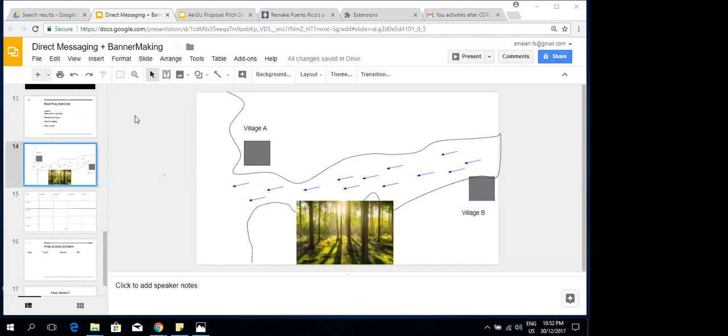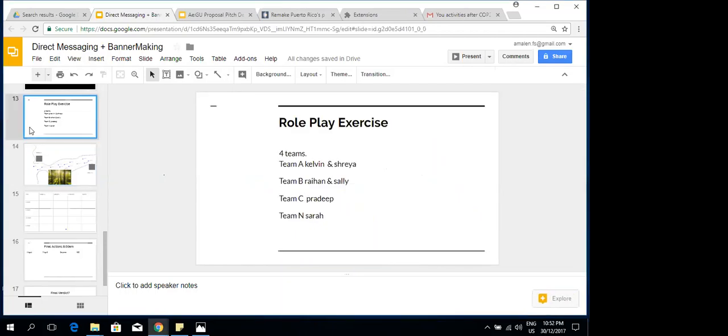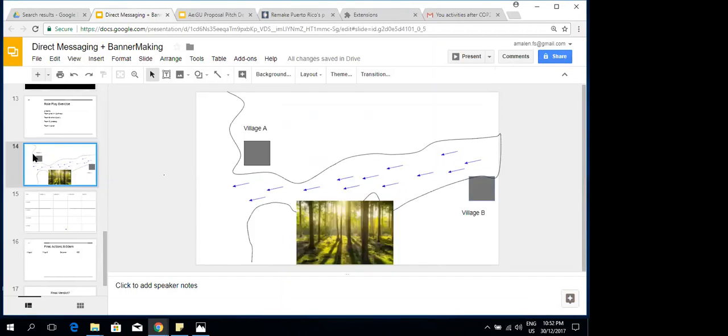Sarah, you might want to message them privately. You know, some people might not want to. And Pradeep, you're the bad guy. You're the evil corporation, Pradeep. To be evil. Don't be a good guy, corporation, Pradeep. Be evil.